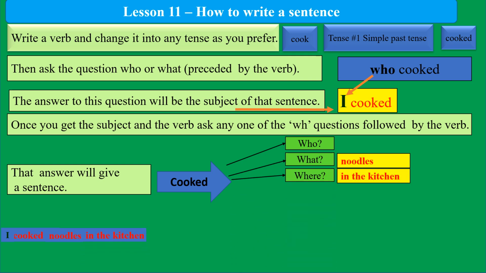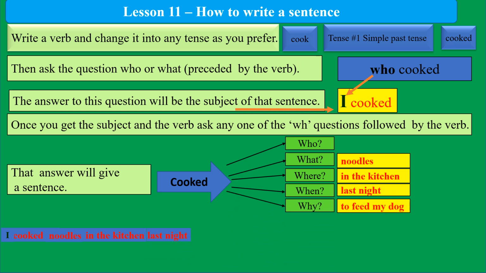Where? In the kitchen. Let's add that. When? Last night. Let's add that. Why? To feed my dog. Let's add that. How? Tastily. Let's add that. Now let's read the sentence. I cooked noodles in the kitchen last night to feed my dog tastily.